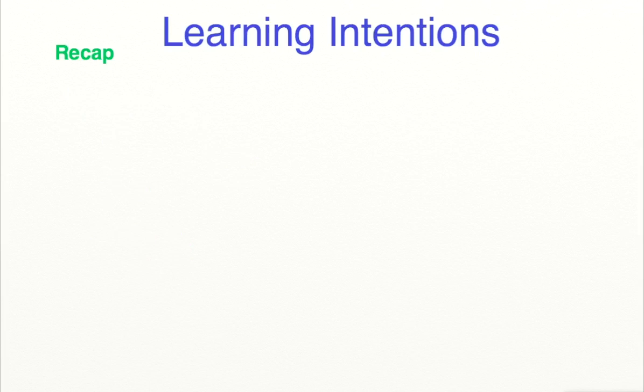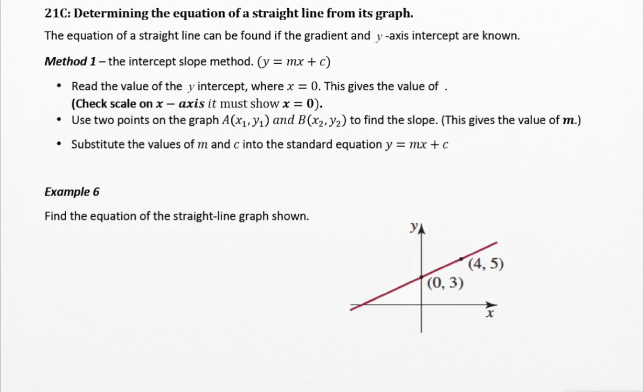Okay, so moving on, looking at your textbook, your summary book, we're going to start with 21C, determining the equation of a straight line. So the first thing we want to be able to do is to determine the equation of a straight line from its graph. Method one is the intercept slope method. As we just talked about, m is the gradient, c is the y-intercept, where we can use the values given on this graph to substitute them into here.